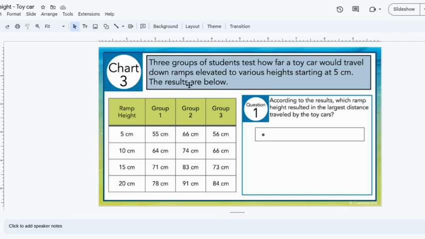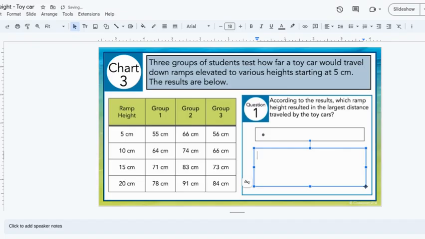That's our independent variable. Our dependent variable, it says how far a toy car would travel down ramps. So our independent variable is going to be ramp height, and it always helps. I found that if the teacher would write it, I'd understand it better. Independent variable is going to be ramp height, or the height that we drop it from. Dependent variable, that's going to be how far the toy car travels, or distance traveled.